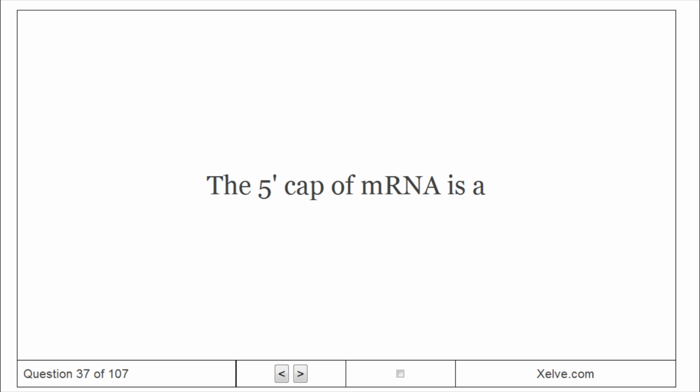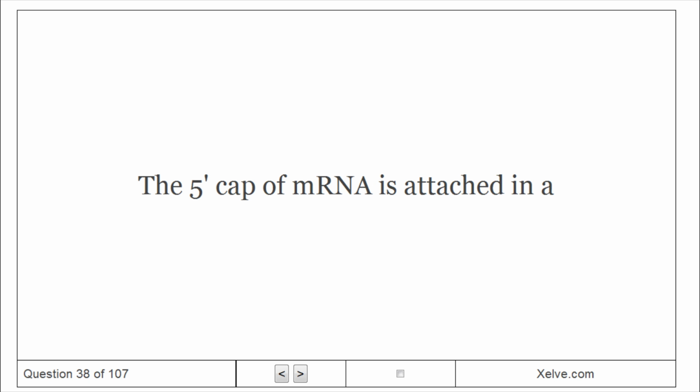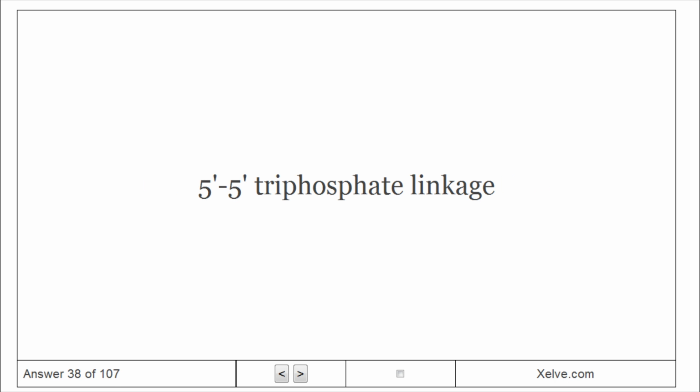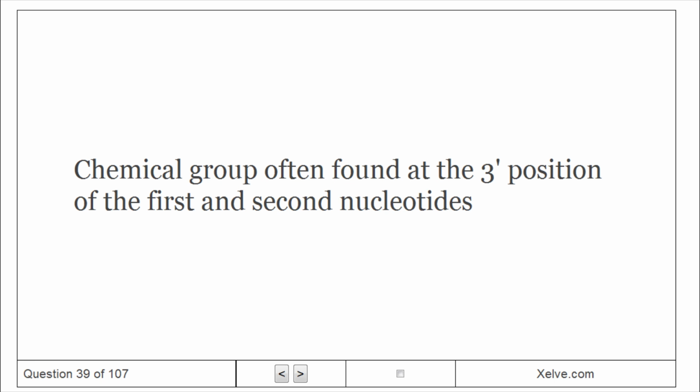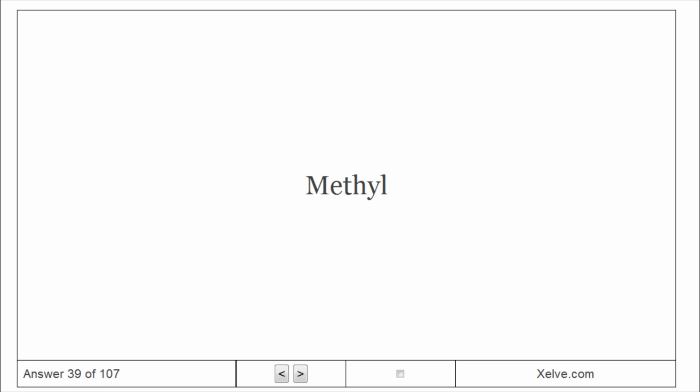The 5' of mRNA is a 7-methylguanosine. The 5' of mRNA is attached in a 5-5 triphosphate linkage. Chemical group often found at the 3' position of the first and second nucleotides. Methyl.